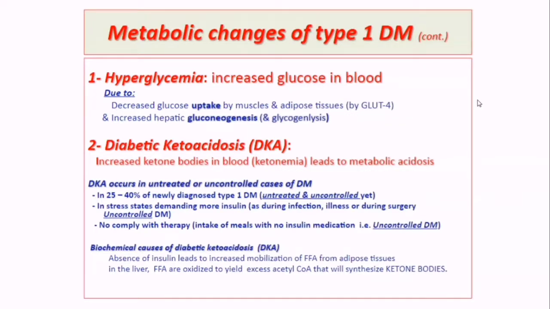So why does this hyperglycemia occur? There is a decreased glucose uptake by the muscles and adipose tissues, because muscle and adipose tissue have the insulin-regulated glucose transporter called GLUT4. And also there is increased hepatic gluconeogenesis and glycogenolysis.